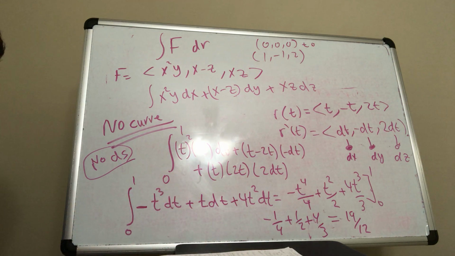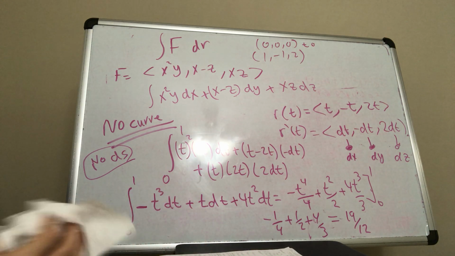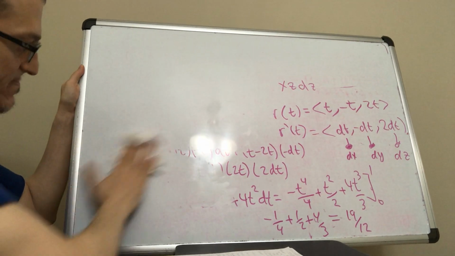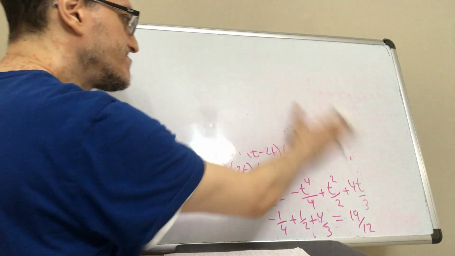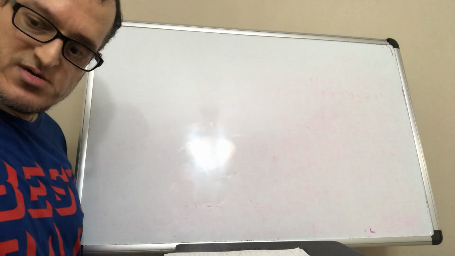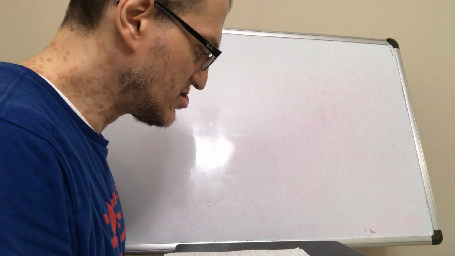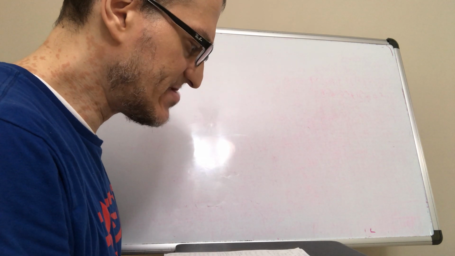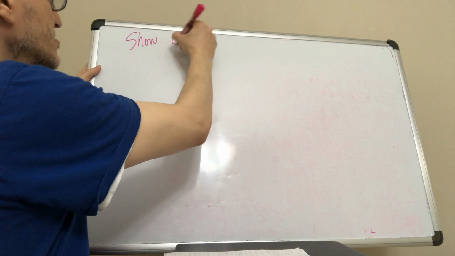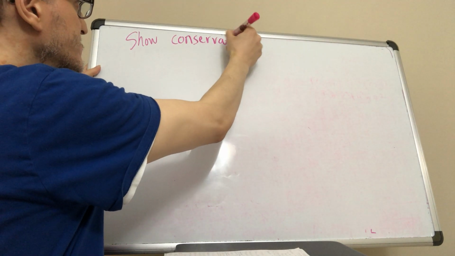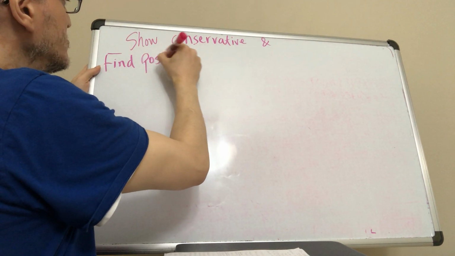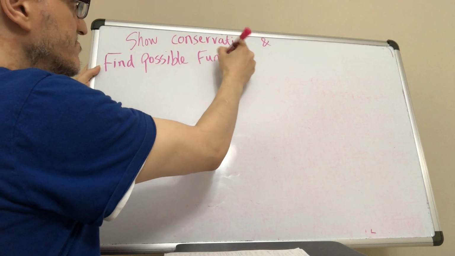Okay, so we erase this. So the question here is: show if the function is conservative and find a possible function.